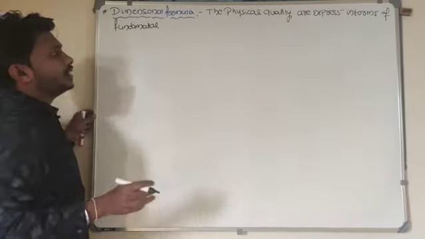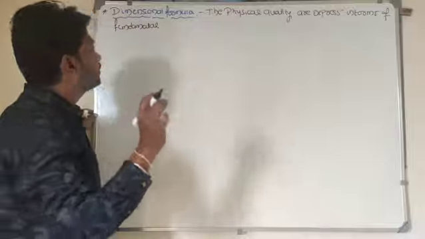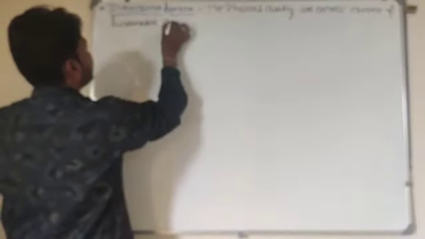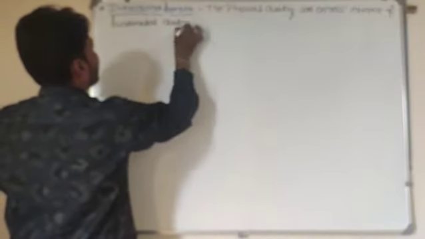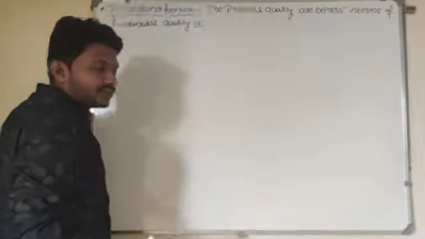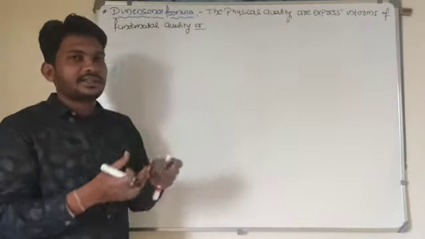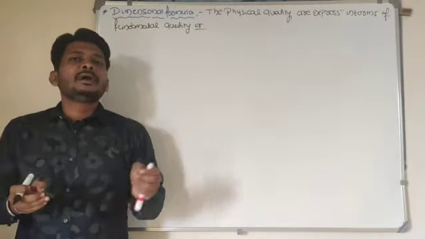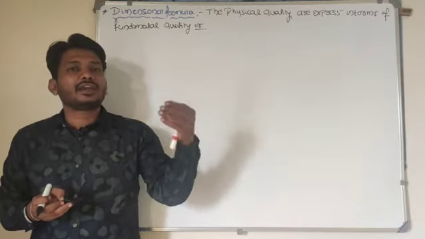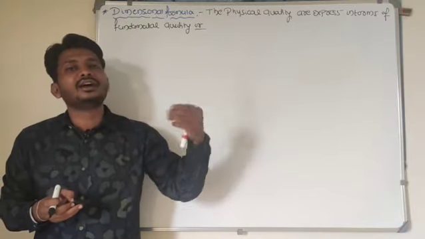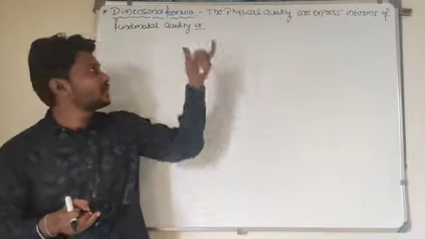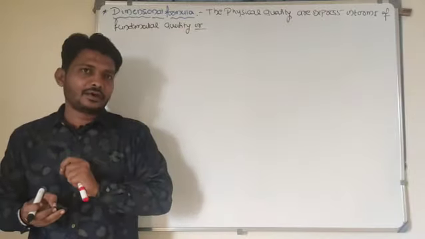The physical quantities are expressed in terms of fundamental physical quantities. So that we can call it the dimensional formula. In other words, dimensional formula means the number of times the fundamental physical quantities are repeated in the given quantity. That is also what we call the dimensional formula.